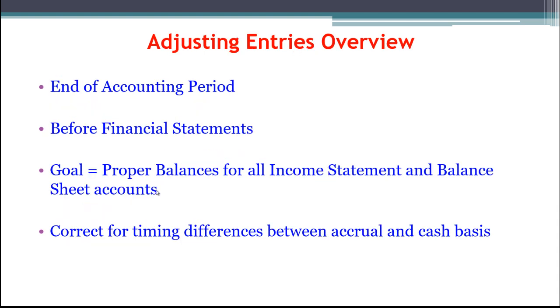So let's talk about these adjusting entries. They are always going to be done at the end of an accounting period, which means the end of the month or quarter or year. Whenever we're trying to prepare financial statements, they have to be done before the financial statements. The goal is that we want to have the proper balances for all of our income statement accounts, all of the balance sheet accounts, all the revenues, expenses, assets, and liabilities. We also want to correct for timing differences between when something was recorded under the cash basis versus when it should be recorded under the accrual basis.